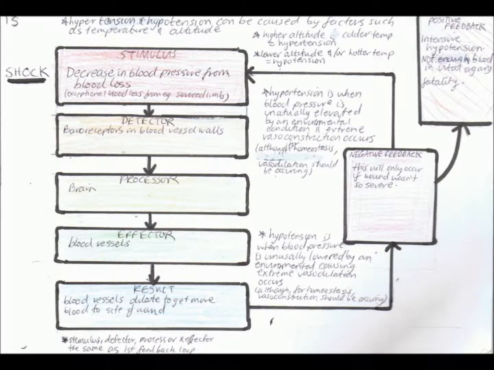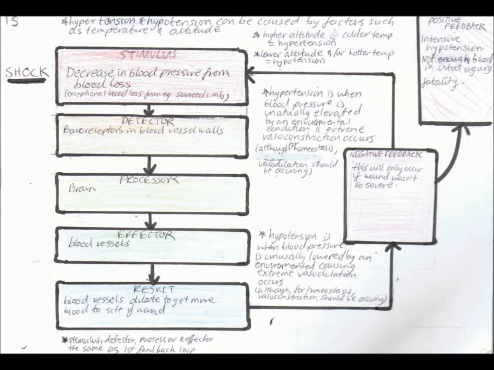Hypertension and hypotension can be caused by factors such as temperature and altitude. An altitude higher than normal or a temperature lower than the normal can cause hypertension. Hypertension is when blood pressure is unnaturally elevated by an environmental condition and extreme vasoconstriction occurs. An altitude lower than normal or a body temperature higher than normal can cause hypotension. Hypotension is when blood pressure is unusually lowered by an environmental condition causing extreme vasodilation to occur.